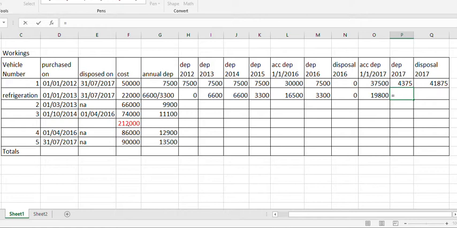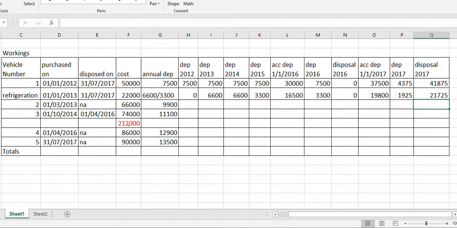We disposed of this refrigeration unit in 2017 after 7 months, so again 3,300 divided by 12 multiplied by 7 would give me 7 months depreciation, and the disposal figure is the two depreciations added together, 21,725. That's that dealt with.